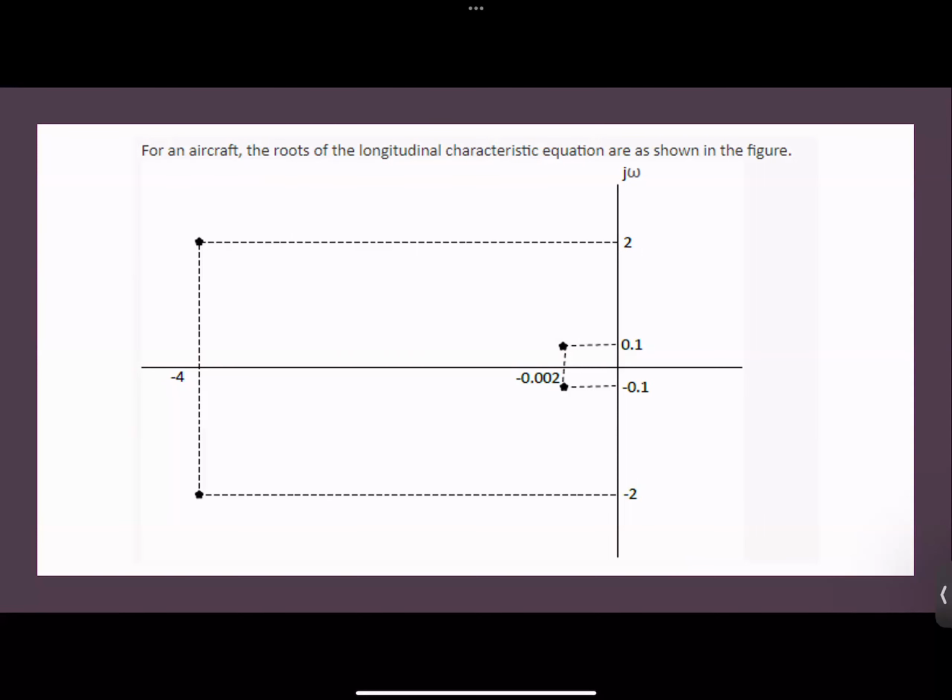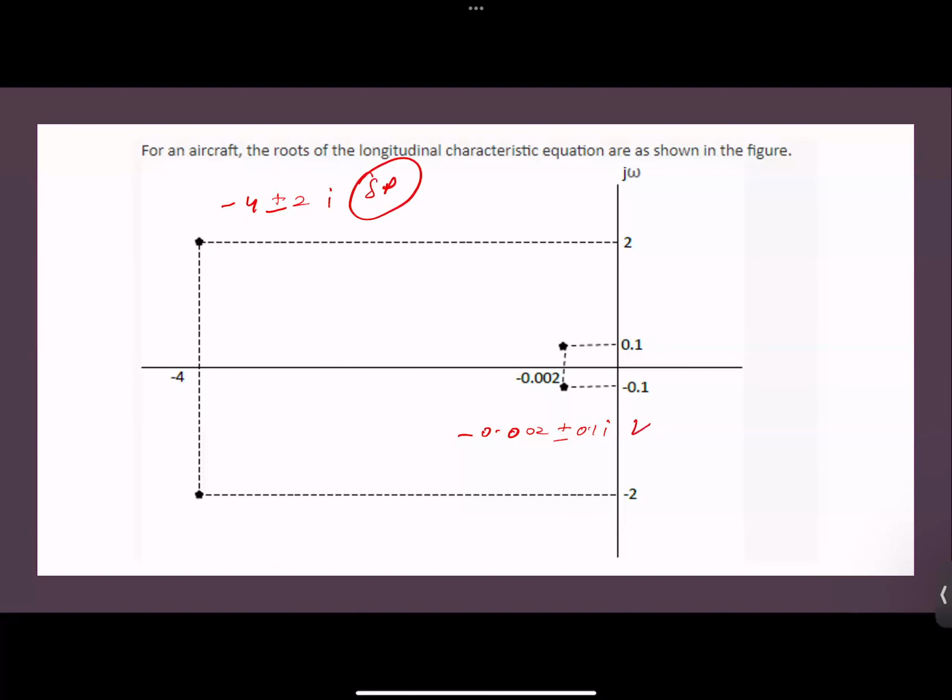So your two roots are -4 plus or minus 2i, and you have -0.002 plus or minus 0.1i. Okay, so which is short period, which is long period? Which is short period, which is long period? This is short period, right? And this is long period.